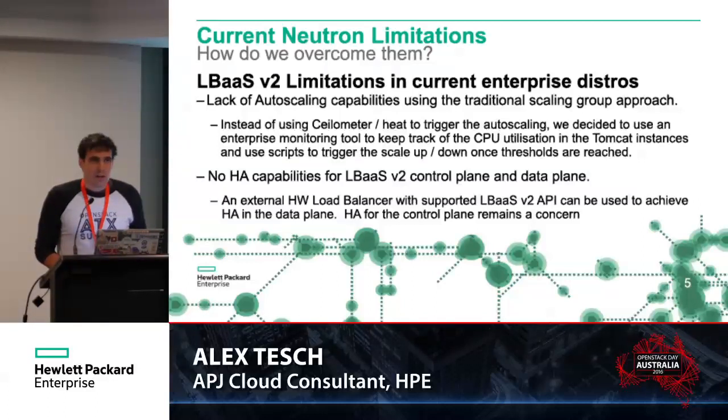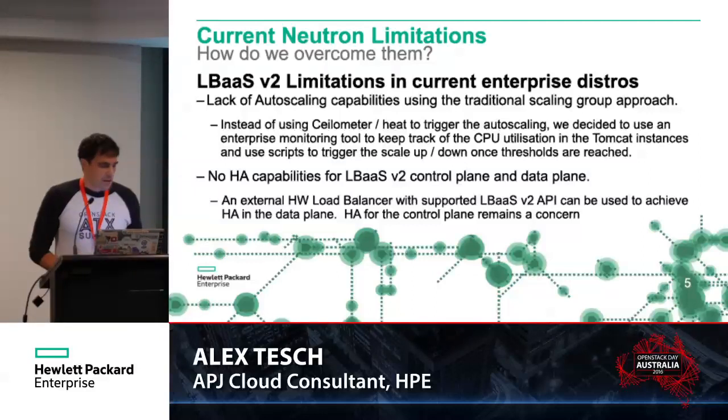The second challenge that we have with LBaaS version 2, which we used to have in version 1 as well, is that there are no HA capabilities. So for those of you familiar, LBaaS still runs as a kernel namespace, all right? So if the LBaaS service is running in the network controller, or in the compute node in case you are using DVR, and that particular compute node dies, then your load balancer is gone as well. It dies with the namespace.